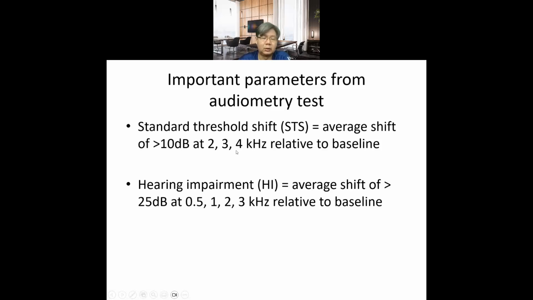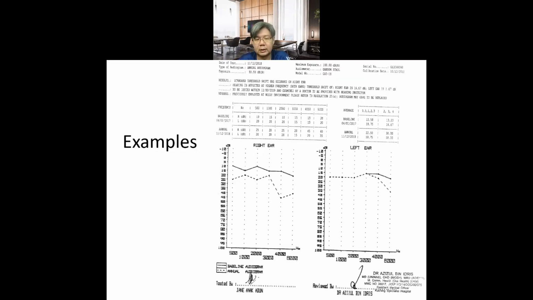The threshold shift we calculate at 2, 3, 4. If there's a shift compared to the baseline, we average 2, 3, 4, then compare to the baseline, the same 2, 3, 4 average. If it's more than 10, then we say there's a standard threshold shift. And if there's a standard threshold shift, then we have to repeat in 3 months' time. If it still shows the same standard threshold shift, then, sorry, not remove the worker. We say there is noise-induced hearing loss, and we have to notify DOSH.